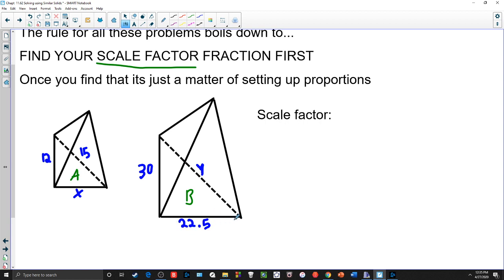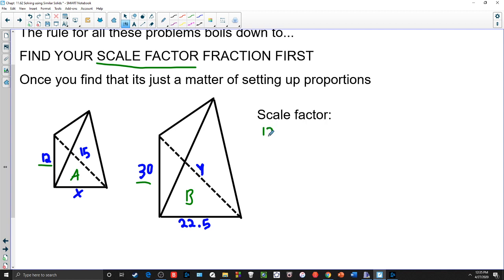Well, again, that's not going to help me because 22.5 is this bottom line here. That's going to match up with this bottom line here. And again, I have a variable in my scale factor. So you do not want a variable in your scale factor. You want a scale factor that's nice and complete with numbers, which leaves only 12 and 30.